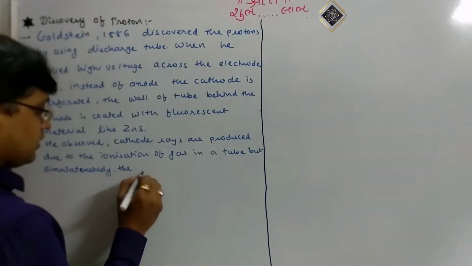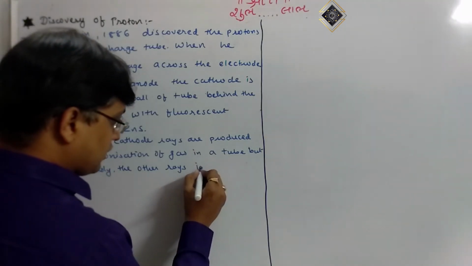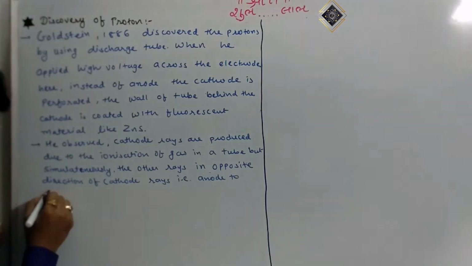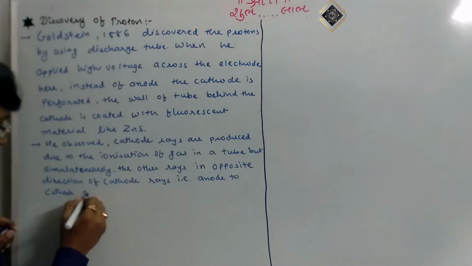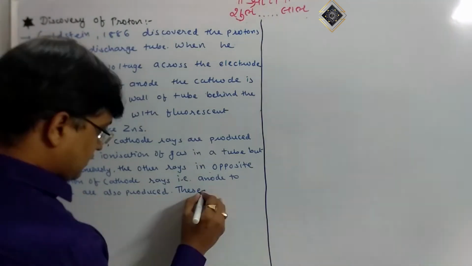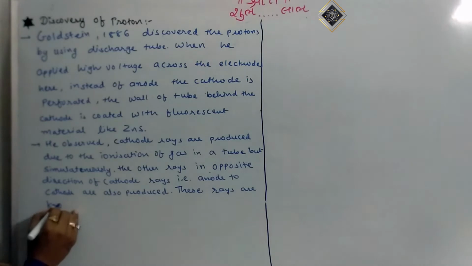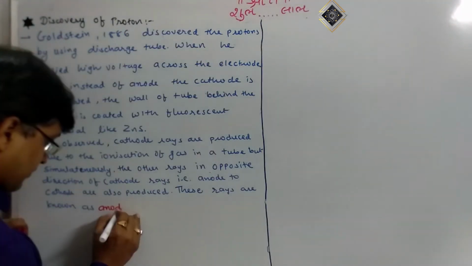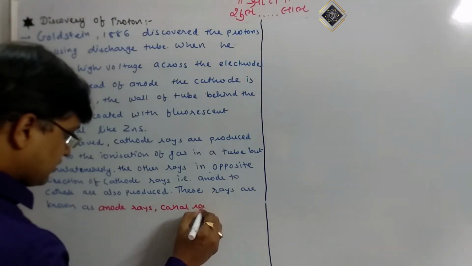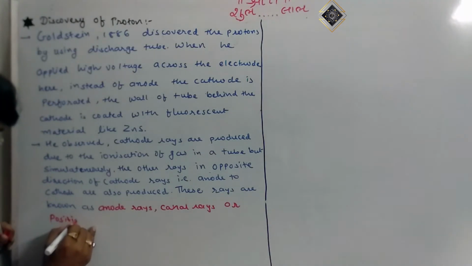Simultaneously, other rays in the opposite direction of the cathode rays, that is anode to cathode, are also produced. These rays are known as anode rays, canal rays, or positive rays.